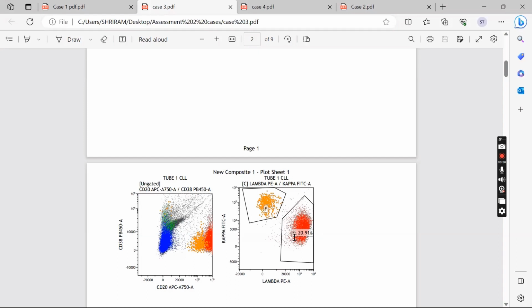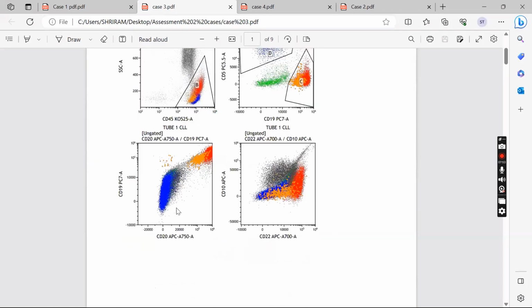Now again, the viable gate, the singlet gate, CD45 versus side scatter. Once I gate the mature lymphoid population and gate it across CD5 versus CD19, I find a normal T cell population and a B cell population. Then gating it across CD19 and CD20, you find it is almost bright for CD19 and CD20. It is expressing CD10, of course, in a dim to negative fashion.